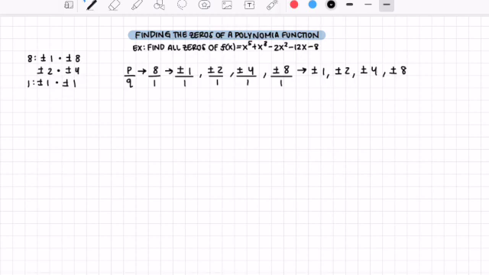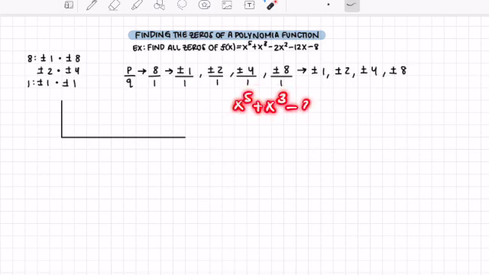So let's create the synthetic division. Right here, I have my synthetic divisor, and I need to write down the first terms. We have x to the power 5 plus x to the power 3 minus 2x squared minus 12x minus 8. Just a reminder, whenever you're dealing with synthetic division, you have to have the powers in descending order. So right here, we're missing the x to the power 4.